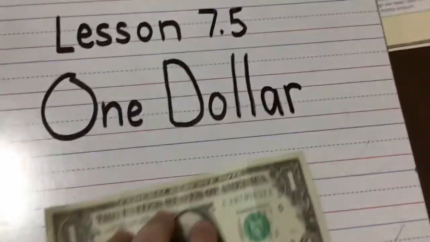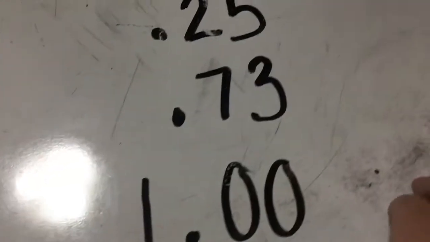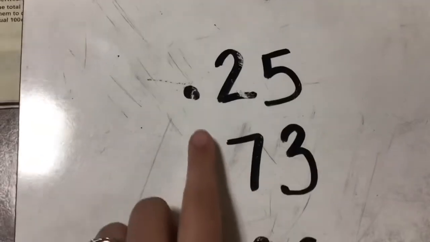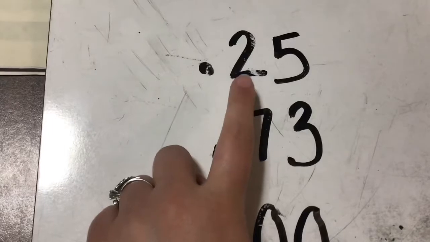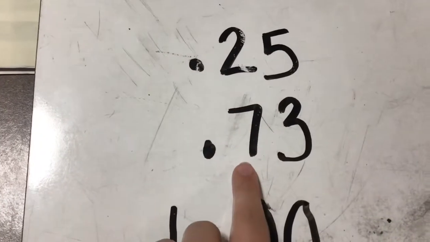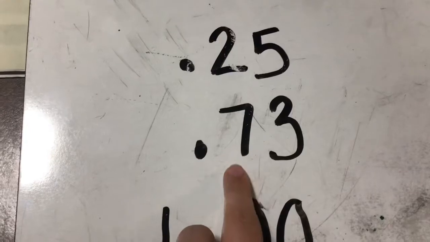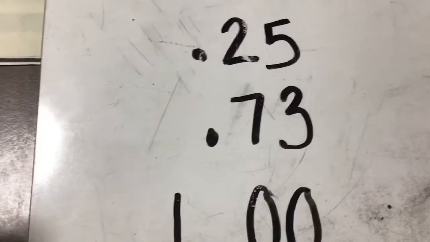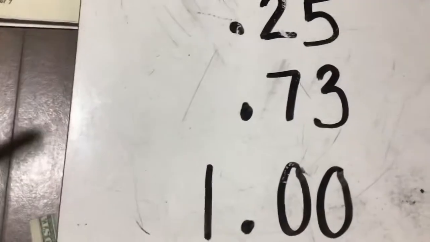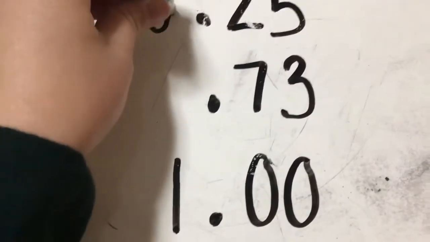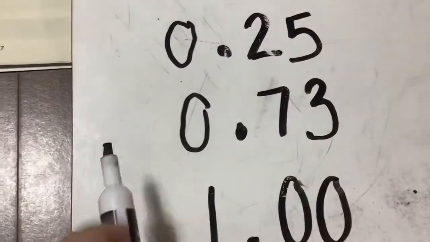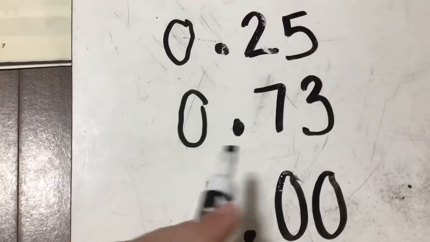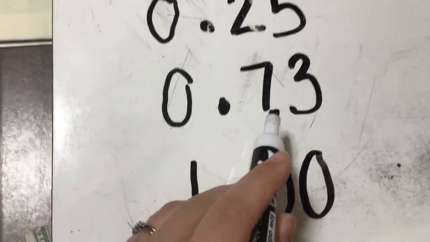When we write money, we've talked about this before. When we write money, we've been putting it behind the dot. Dot 25 or 25 cents. What would this be? 73 cents. That's because we're basically saying we have $0 and 25 cents. Here I have $0 and 73 cents.